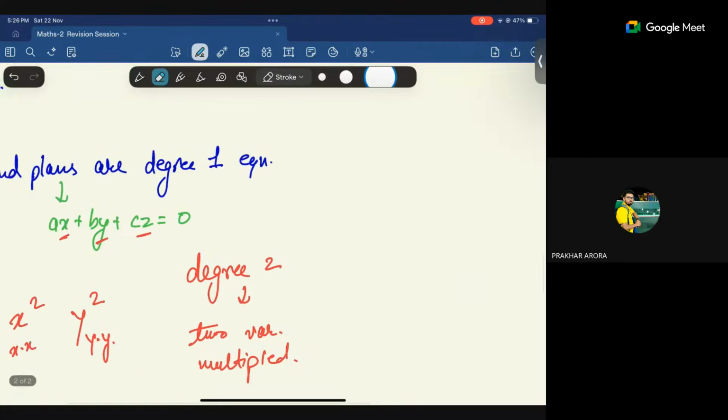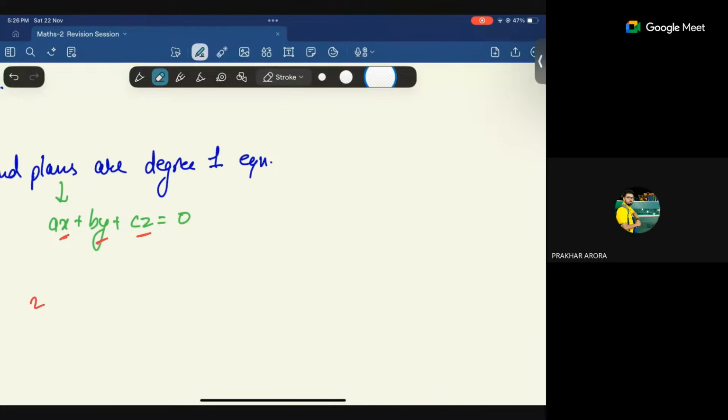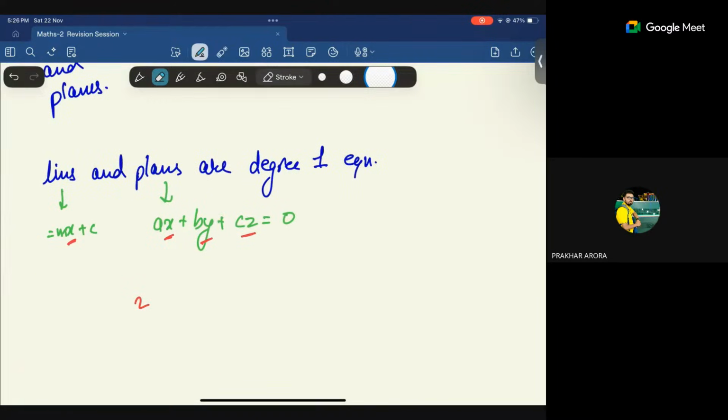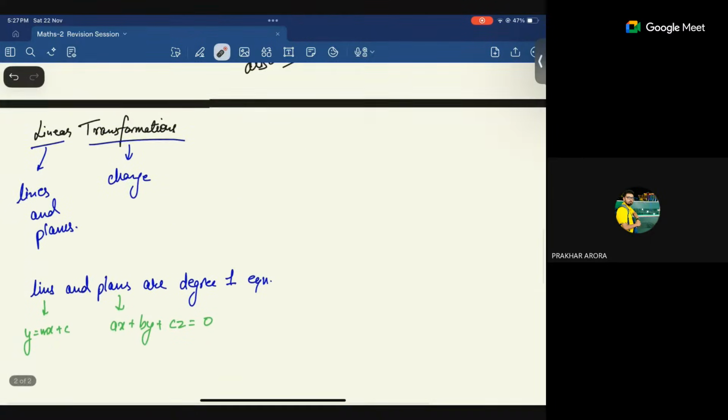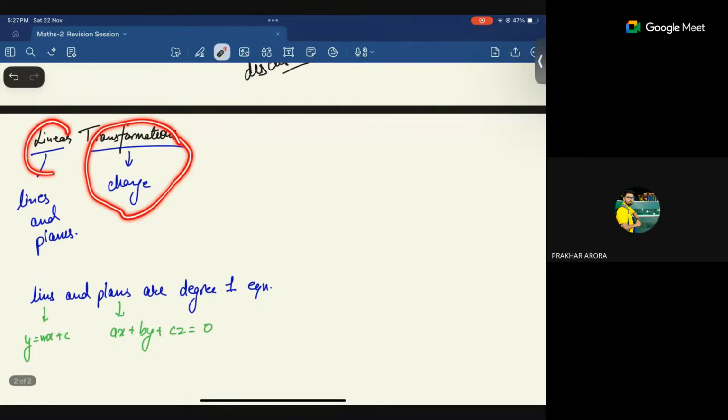This we all understand, and we know that these equations of lines and planes are linear equations. This is a linear equation because the variables here are degree 1 variables. So this is why these changes are called linear, because here we are going to be dealing with lines and planes.